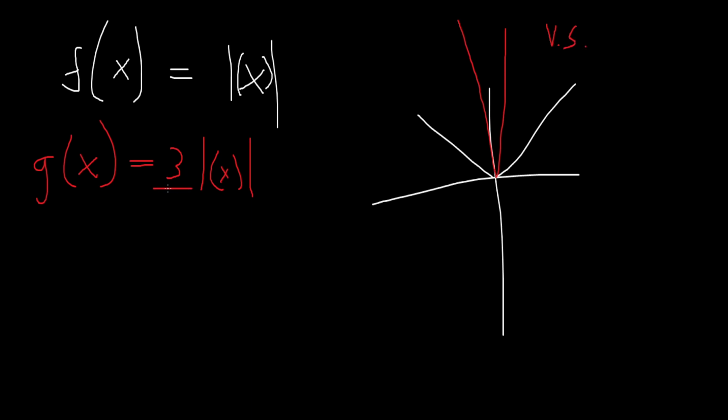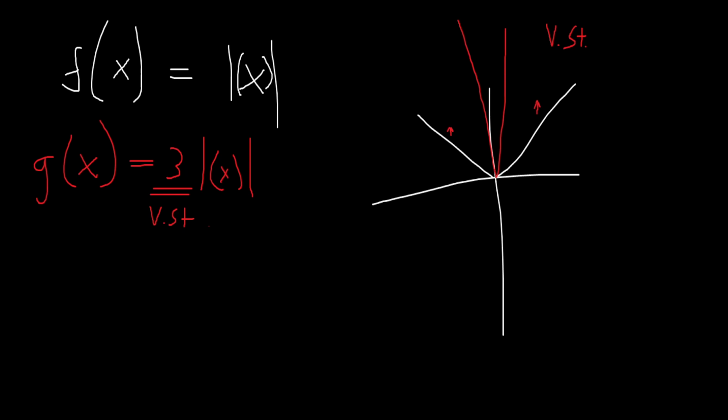So if you multiply by a number on the outside, that is a vertical stretch. If you multiply by a number that's bigger than 1 on the outside, it's a vertical stretch. And I say bigger than 1 because if you multiply by 1, nothing really changes. But if you multiply by a number bigger than 1, it's like it gets pulled up. You're stretching it up.